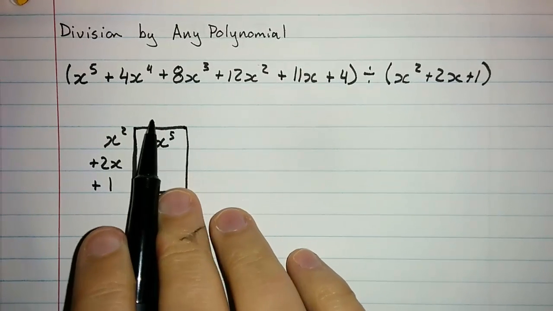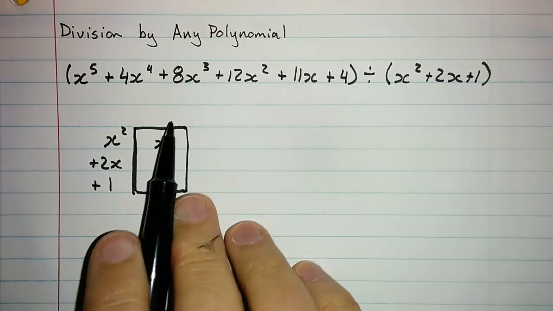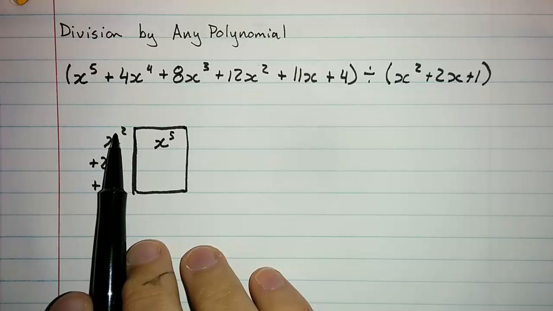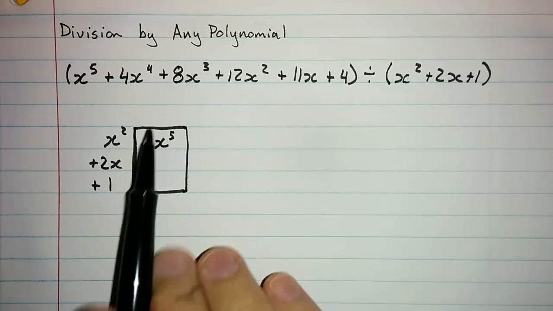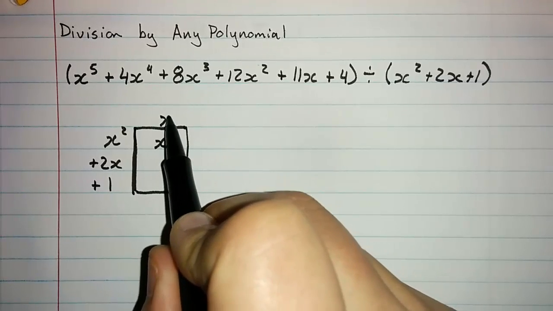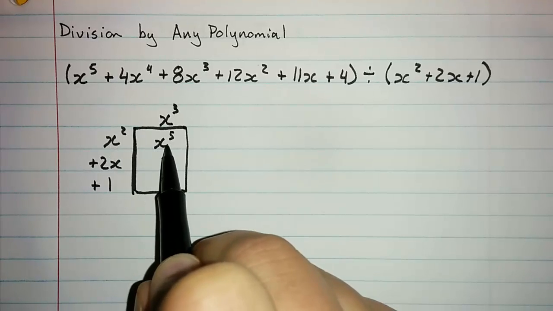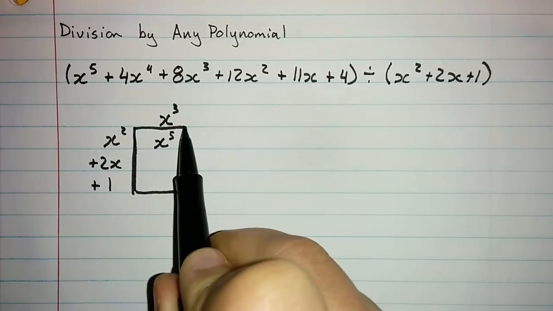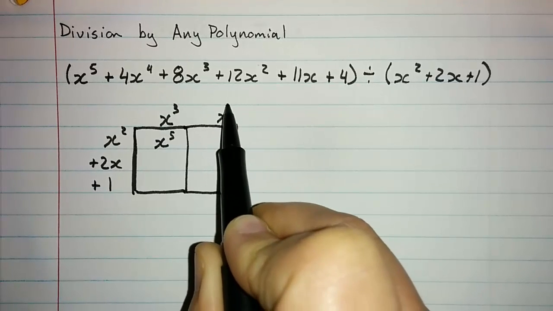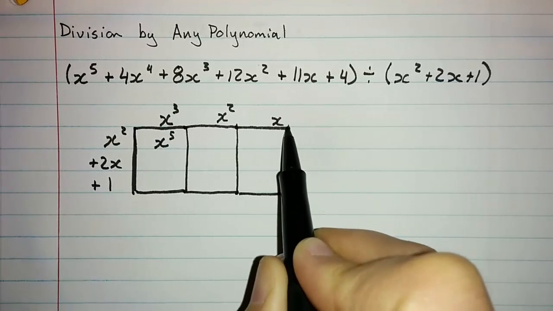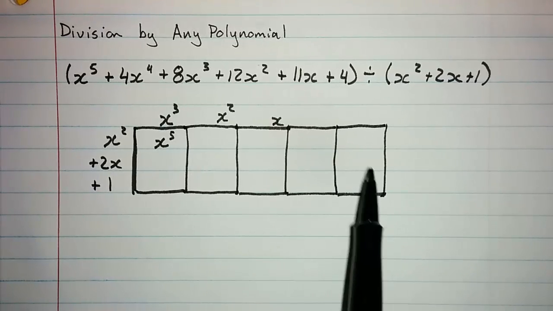Now, the degree of the variables we'll put across the top is going to be a little bit lower. Right, we're dividing by an x squared. We don't need an x to the 4th term up here. We just need an x cubed term. X cubed times x squared is x to the 5th. So we'll have an x cubed, an x squared, an x, a constant, and possibly a remainder.